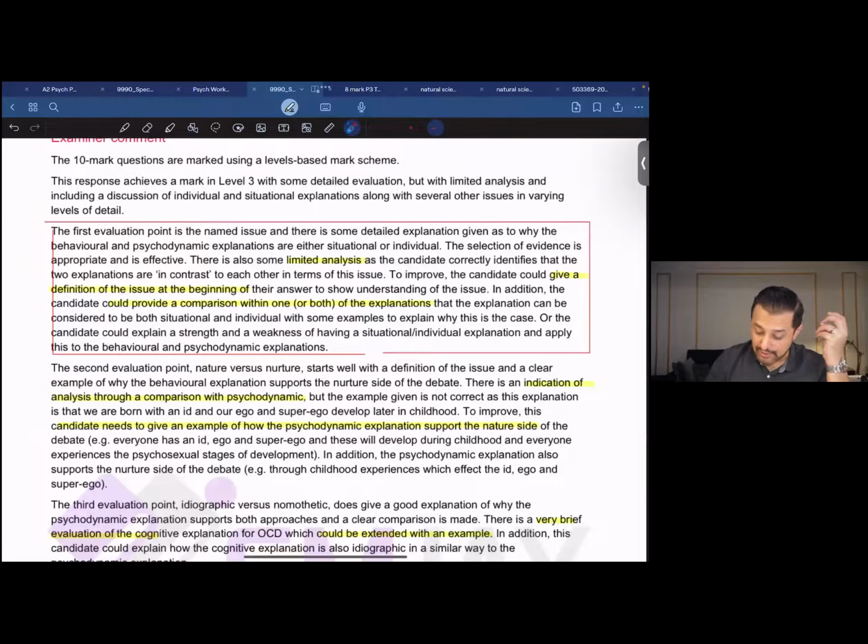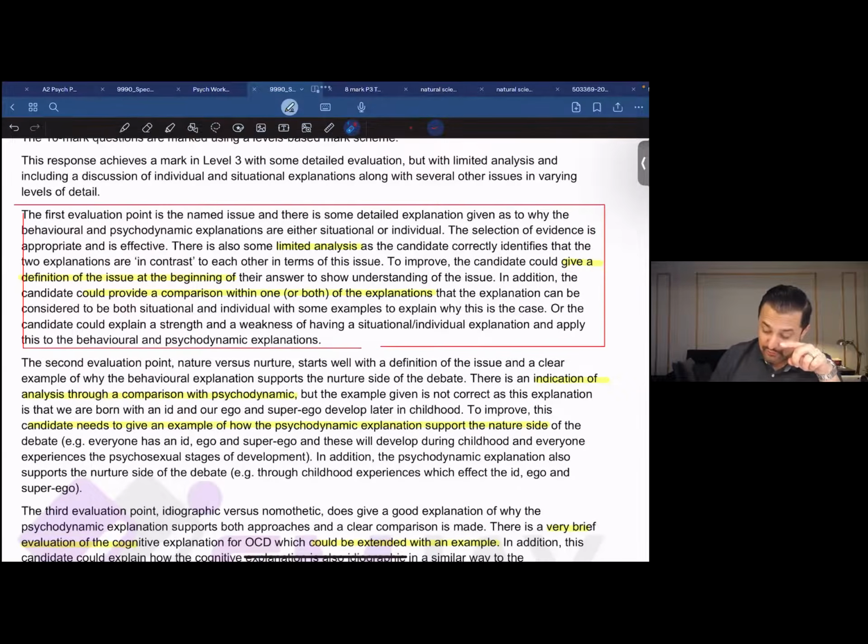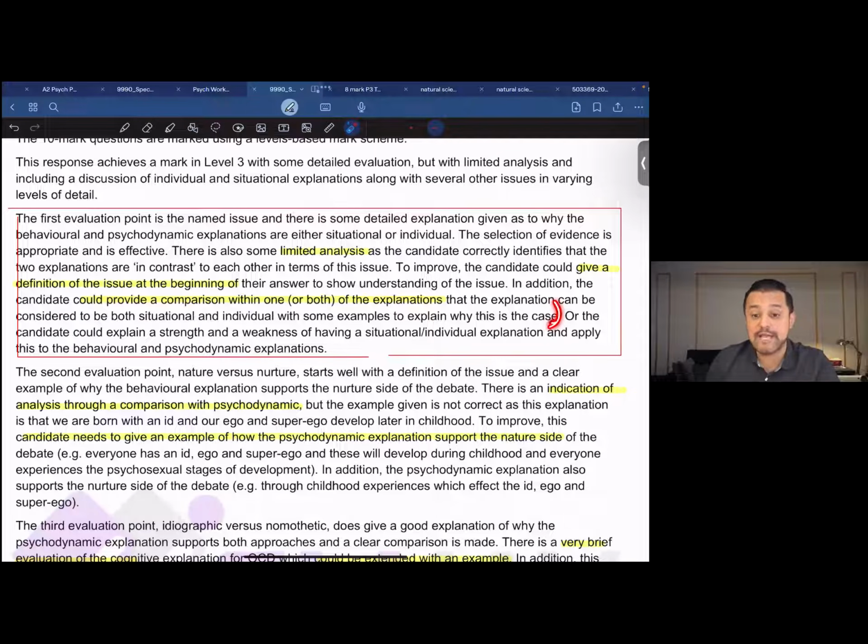To improve, the candidate could give a definition of the issue at the beginning of the answer to show understanding of the issue. In addition, the candidate could provide a comparison with one or both of the explanations that the explanation can be considered to be both situational and individual, with some examples to explain why this is the case. Now, how do we do this in order to understand what exactly the examiner is referring to?